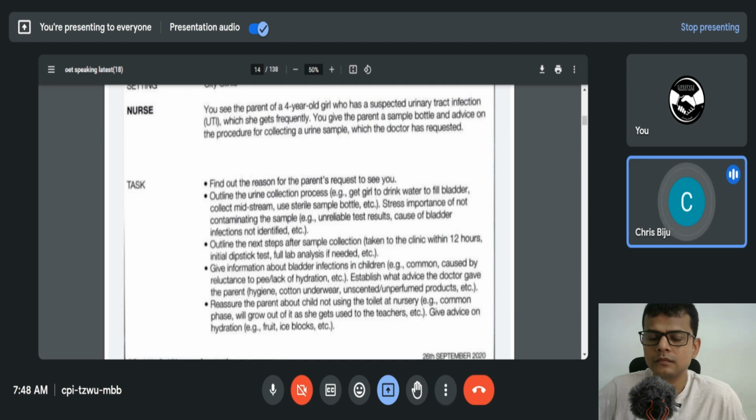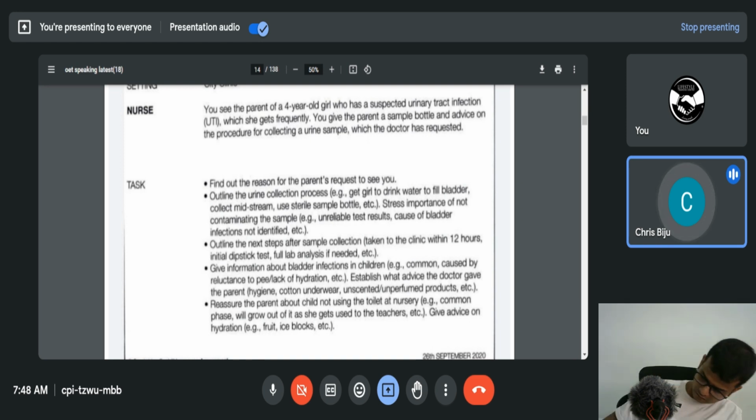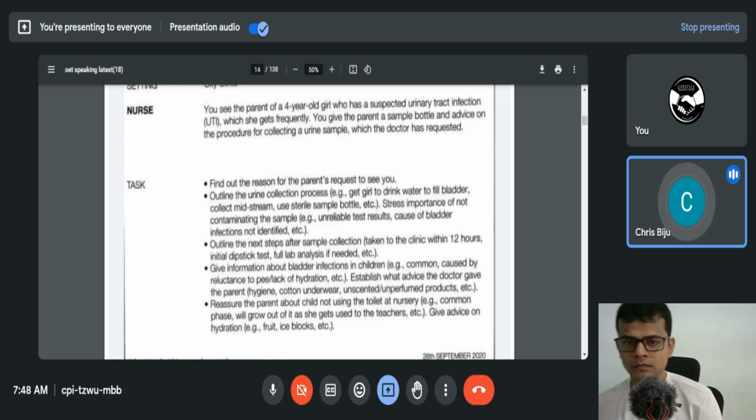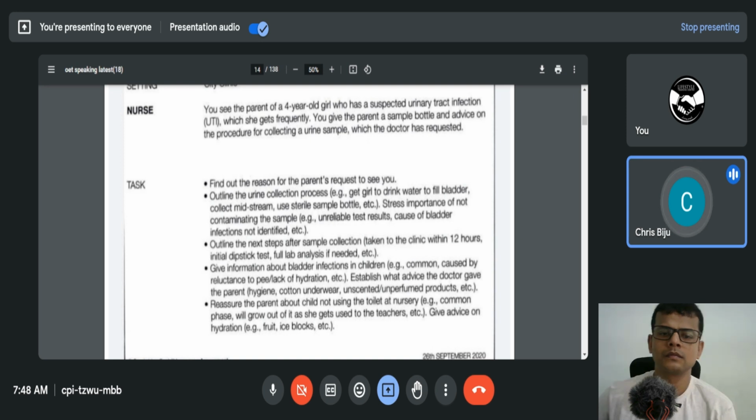And also, I can tell you that the children are usually reluctant to use the toilet during the time they spend at the nursery. It is common. It is a common phase among children, and usually they will grow out of it when they become accustomed to teachers and the school environment. So there is nothing to be overly concerned about regarding that.